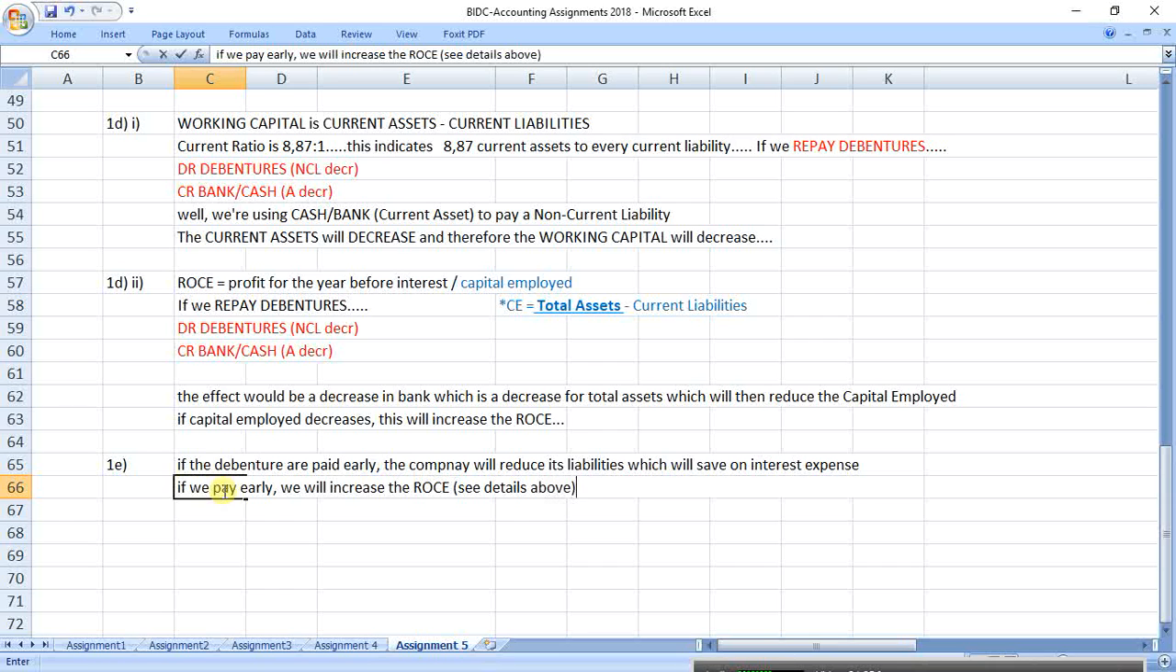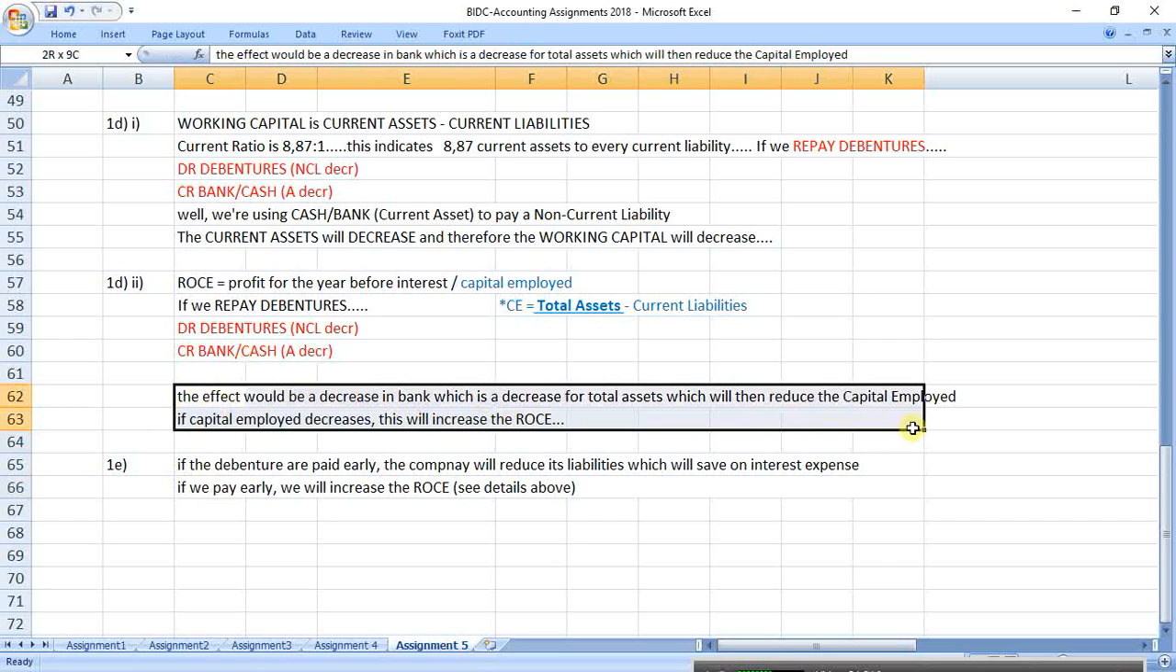Okay, I can't actually write. Can you? You can't. Oh, okay. Well, then just say because of that. If we pay early, if the company pays early, we will increase the ROCE because total assets are reduced when paying the debentures.